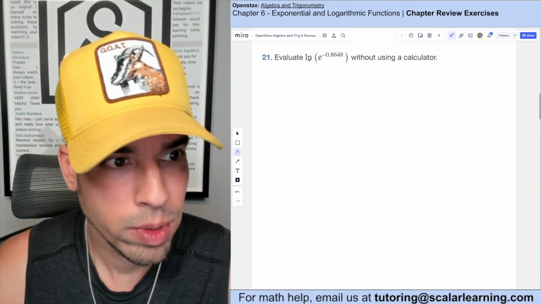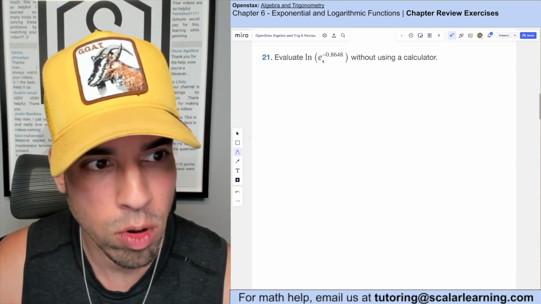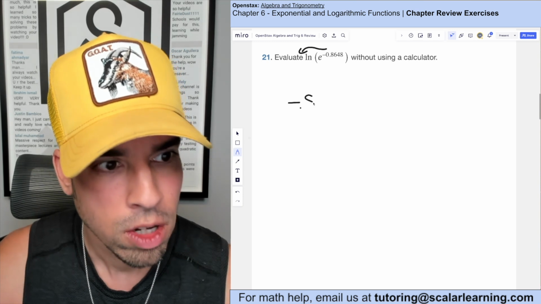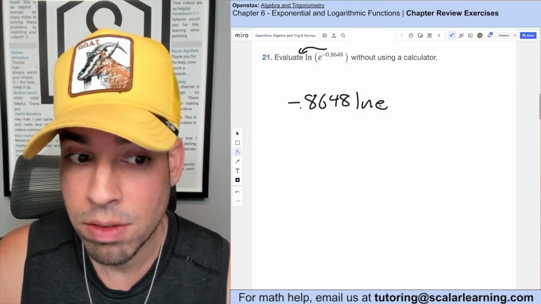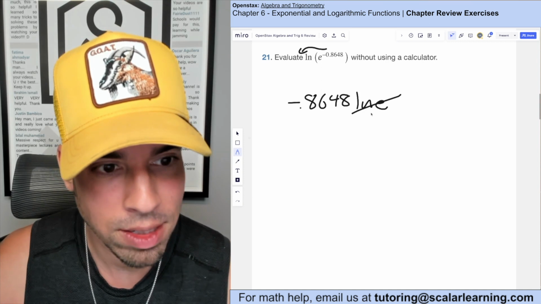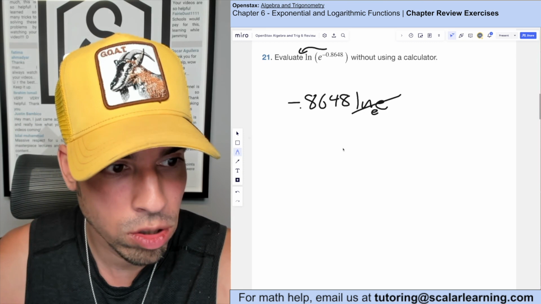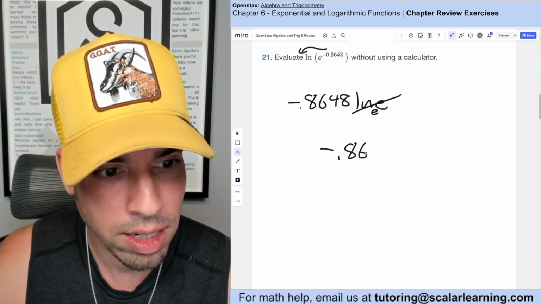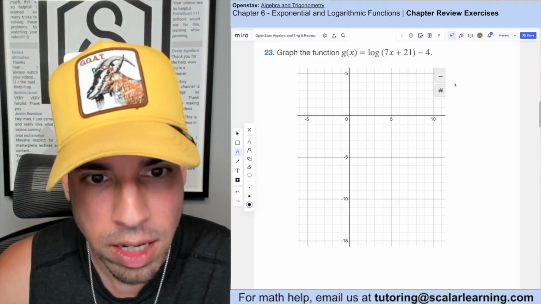For this one, to evaluate without using a calculator is pretty cool because we can use the logarithmic property that says if we're taking natural log of something raised to something, we're allowed to bring that exponent down as a coefficient. So now we have negative 0.8648 times ln of e. And the beauty of this is ln of e is 1, because if I take the log of a number and the base is the same as that number, and natural log has a base of e, then that evaluates to 1 regardless. So that means our final answer when we evaluate this is negative 0.8648. Boom, done.